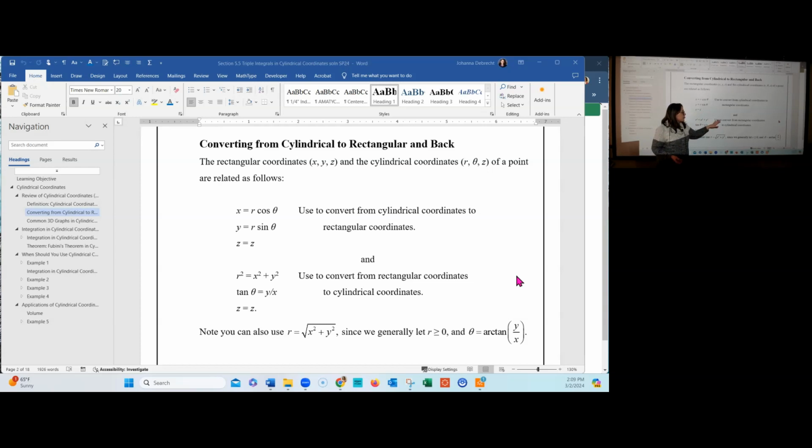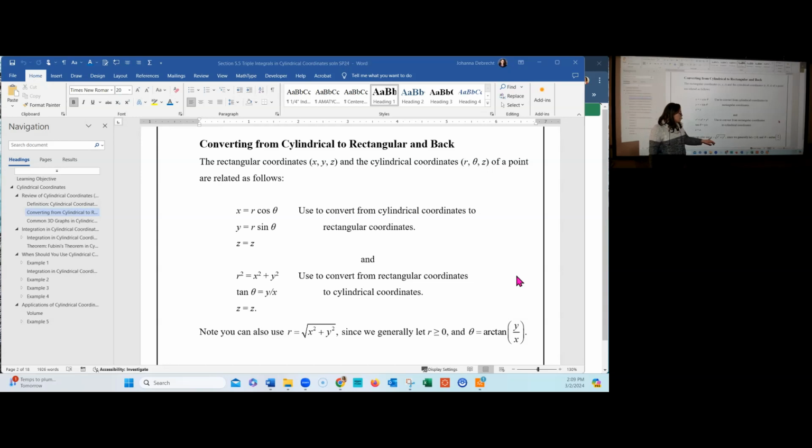To convert from rectangular coordinates into cylindrical coordinates, remember that x squared plus y squared equals r squared, coming from the polar coordinate system, and tangent of theta is y over x, again coming from the polar coordinate system, and z is just z. The cylindrical coordinate system is very, very similar to the polar coordinate system.